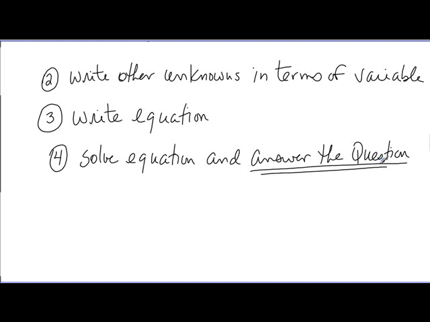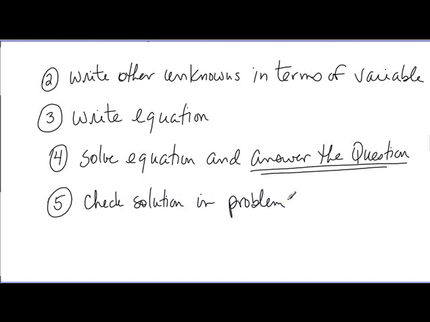Often there's more than one unknown quantity that you have to figure out. You make sure that you answer the question. And then step 5, the last one, is one that gets left off a lot. Check the solution. What you just found, think about it. Does it make sense? You're checking the solution in your problem, which is not necessarily the equation.